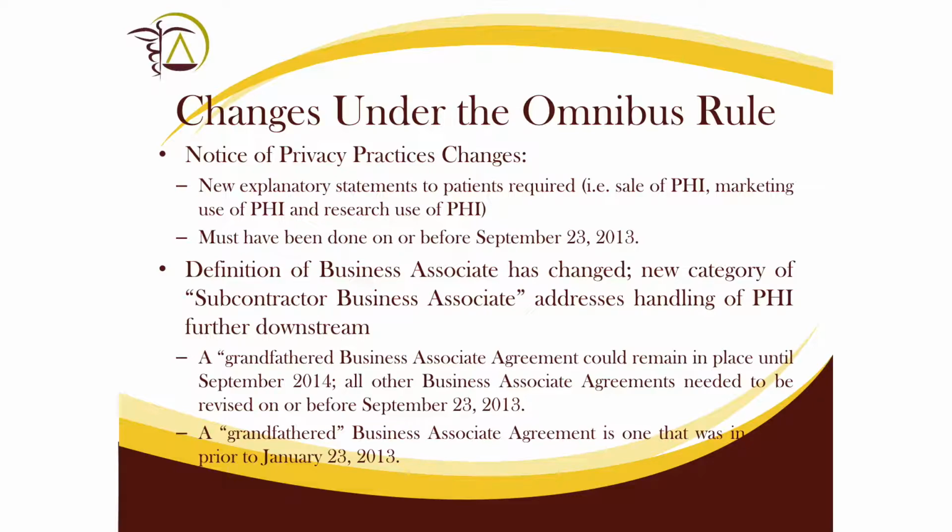The notice of privacy practices changes under the omnibus rule. There are new explanatory statements that have to be in that notice. Specifically, some examples regarding sale of PHI, which is protected health information, if you see that abbreviation anywhere, marketing use of PHI, and research use of PHI. Those are really the big three changes. And again, like I said, those changes must have been incorporated into your notice of privacy practices prior to September 23rd, 2013.